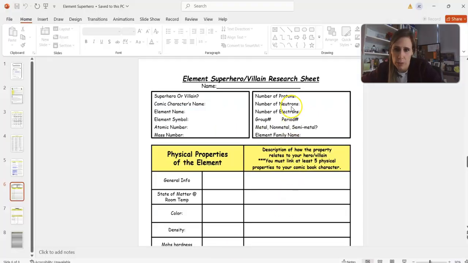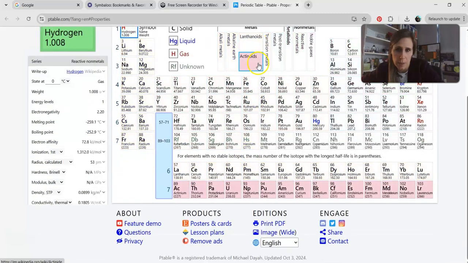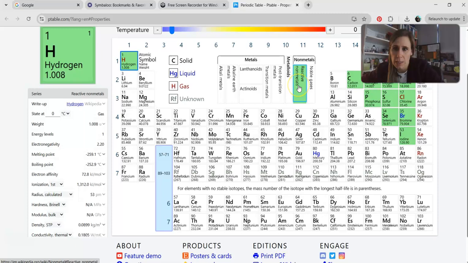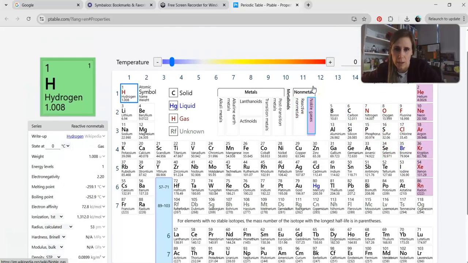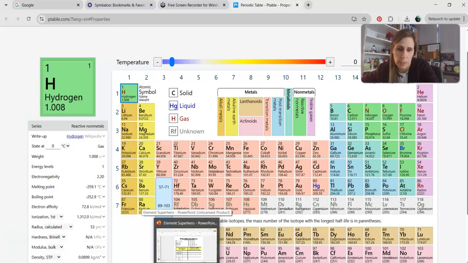You're also going to look at the element family name. That's going to be this little colorful part right in here. So these are my alkali metals, alkaline earth metals, and lanthanoids and actinoids are here on the bottom. We have transition metals. These are post-transition metals, but we're just going to call them common metals. Metalloids, non-reactive metals or non-metals is fine too, and then our noble gases are right here. So you will choose what family your element belongs in based on your periodic table.